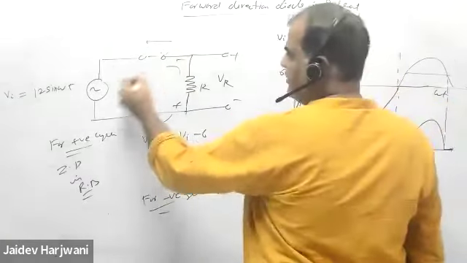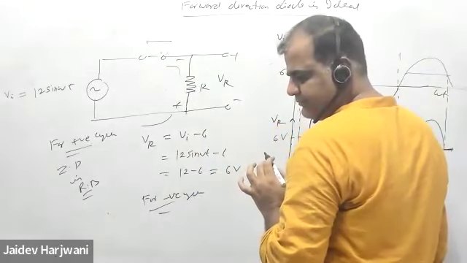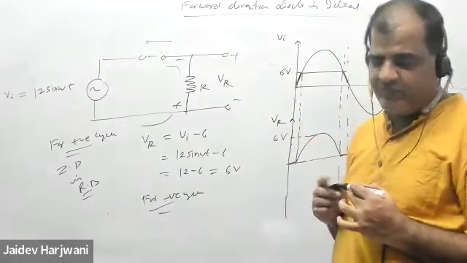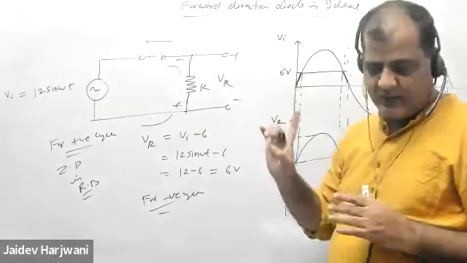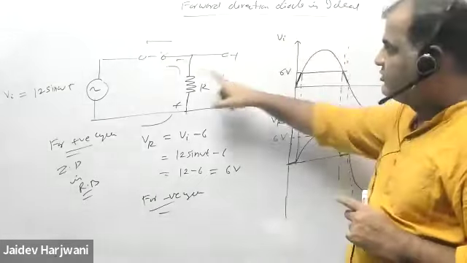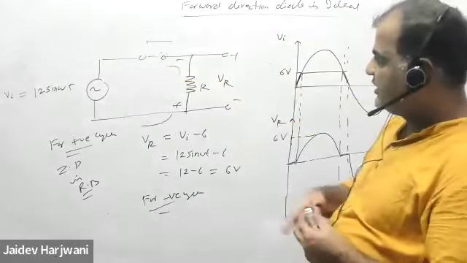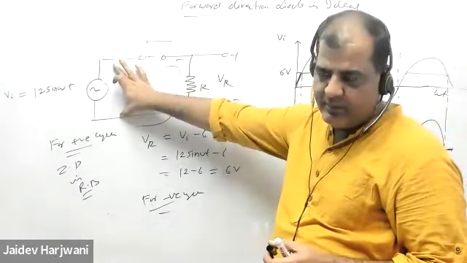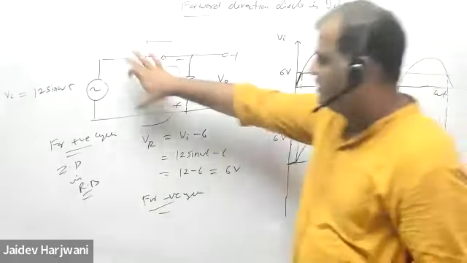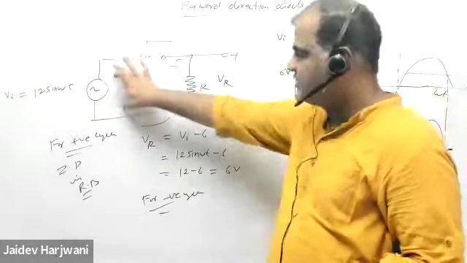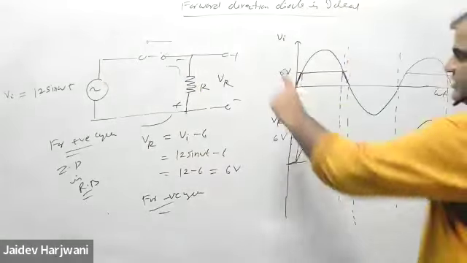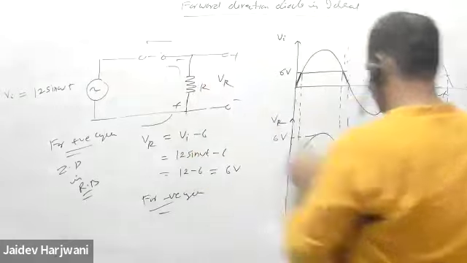Now for the negative cycle, is this diode reverse bias or forward bias? Forward bias, so I can replace it by an ideal diode. Forward direction, the diode is ideal. This is a short circuit, and once it is short, this voltage and this voltage are the same. Positive is already over, now this is negative, so this is also negative. It is the same thing. This is coming negative.